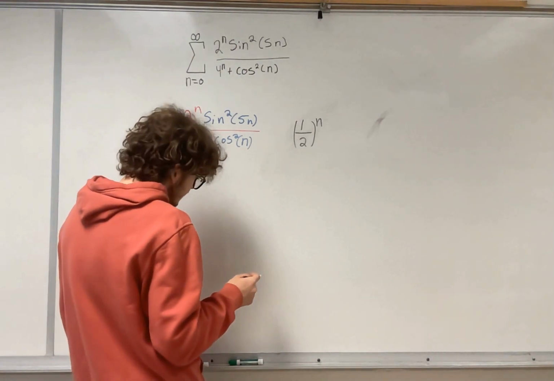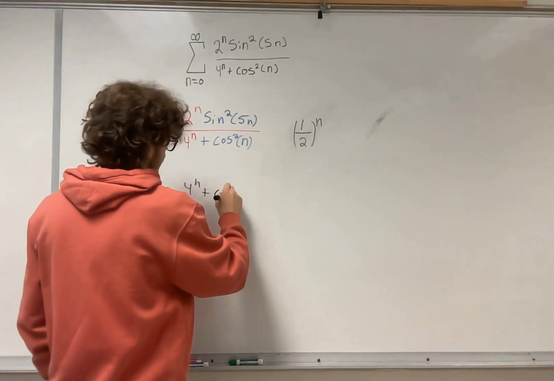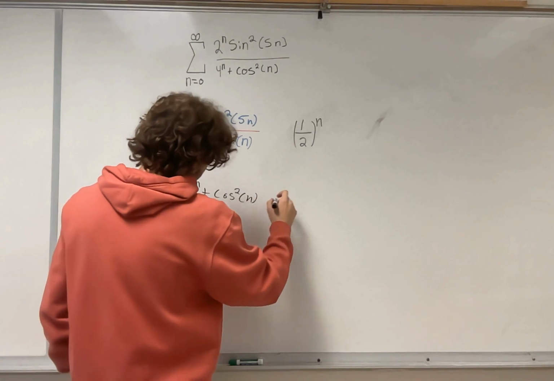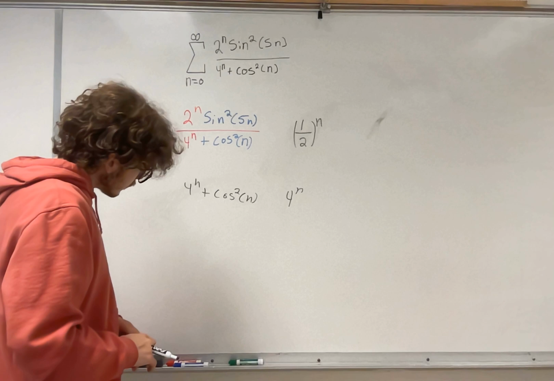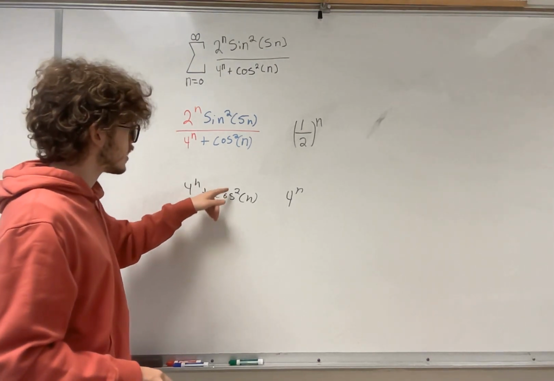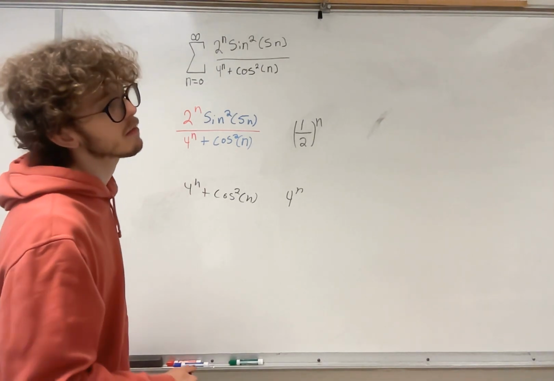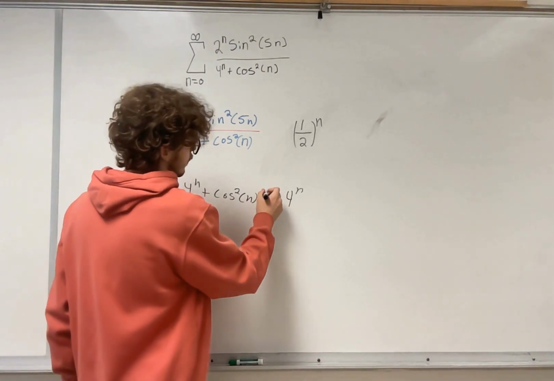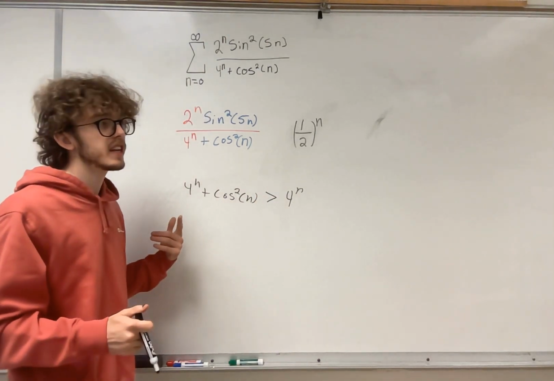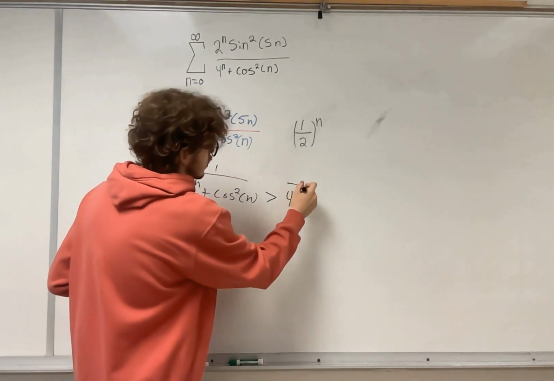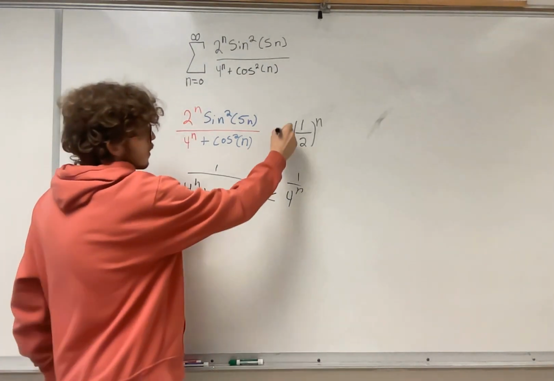So we'll compare 4 to the n plus cosine squared of n to 4 to the n, which is what our denominator is over here. I want you to notice that 4 to the n plus cosine squared of n would be greater because we're adding something every time. That's always going to be positive. And therefore, this is a true inequality. However, that's if they were in the numerator. We're taking the reciprocal of this, so that's going to flip our sign here. So, so far we have this argument.